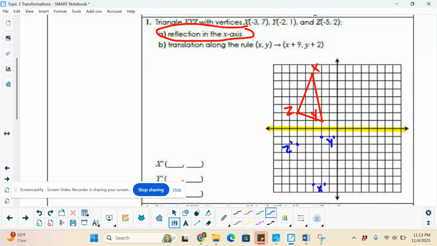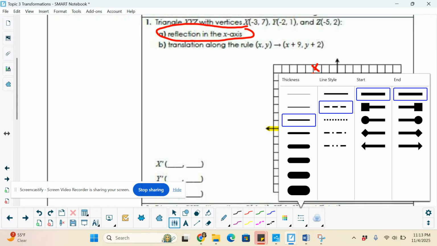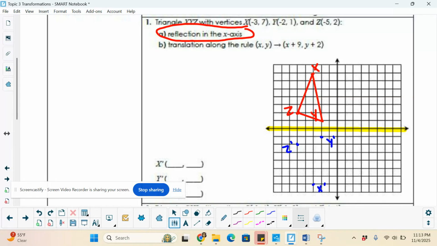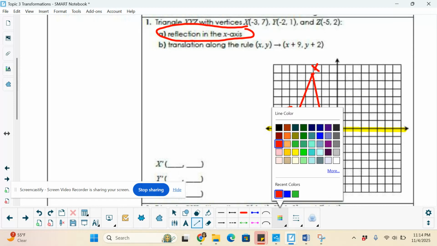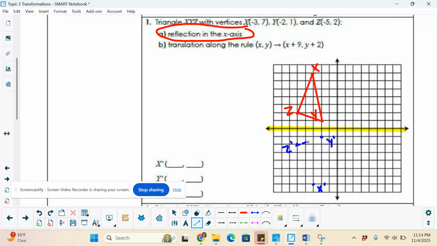I'm going to connect these, but this time when I connect them, I'm going to do a dotted line because that's not my final image. It's not my pre-image, it's not my final, it's my in-between right now. All right, I'm going to connect. Why is this not a line? Here we go. Connect, connect, connect.